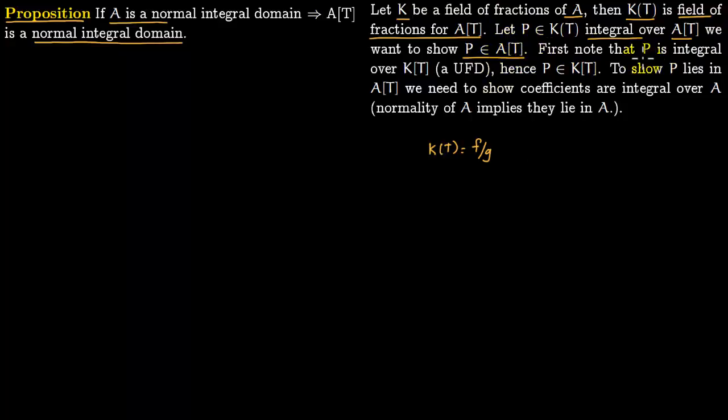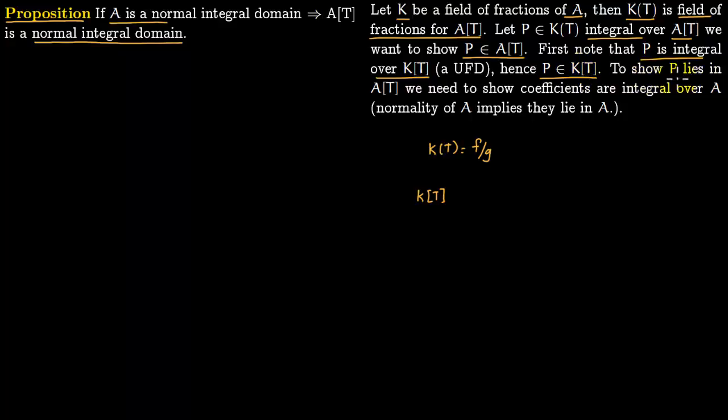So first note that p itself is integral over this K[T], because K is a field. So if K is a field, you attach T to it, and this becomes a unique factorization domain. So this would imply that p lies within K[T], because K[T] is a unique factorization domain, so it is normal, that is, it is integrally closed.